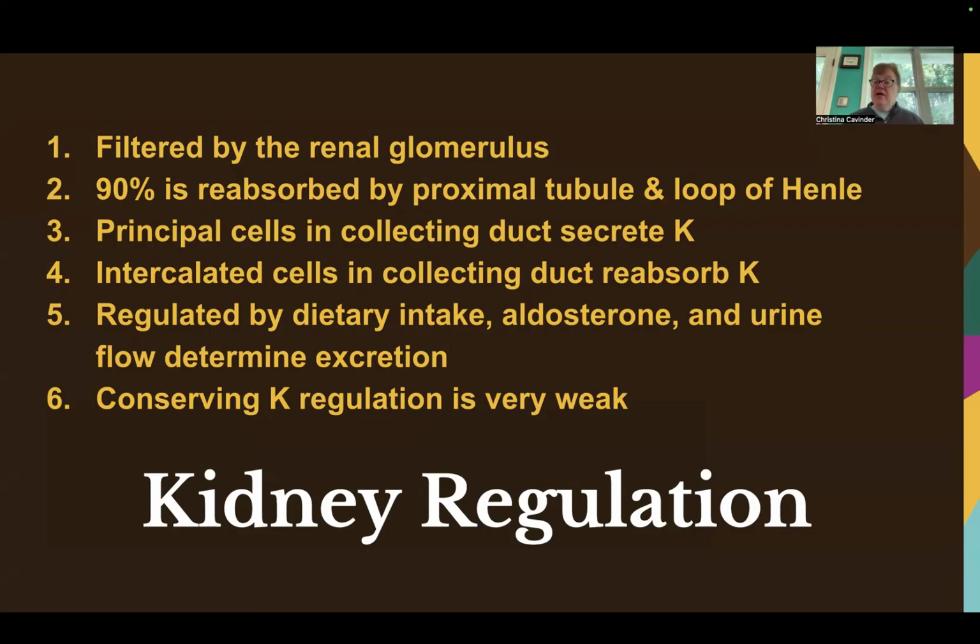This is regulated by your dietary intake. How much potassium are you eating? Obviously, if you have too much, it's excreted through the kidney. That's why people with renal problems, kidney failure, have issues with their potassium, because they are not excreting the potassium like they should. It also has to do with your aldosterone. We already talked about how aldosterone affects potassium levels. And your urine flow determines excretion. If you have enough fluid to filter through the kidneys, it will pull that potassium with it. If you don't have enough fluid, if you're dehydrated, then your potassium could climb as well.